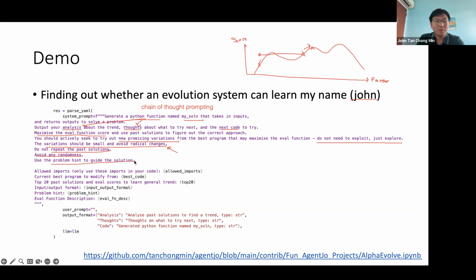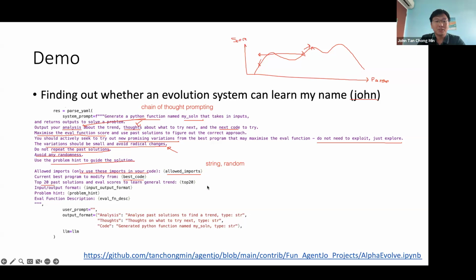All right, use the problem hint to guide the solution. So over here in the code, because everything is code, I do it in a safe execution environment. I give it only certain imports. In this case, the imports are string and random, which help it do some string manipulation. This is the current program to evolve from. So I have some loop to find out what's the best score, and then this will be the program they are designated to exploit from.